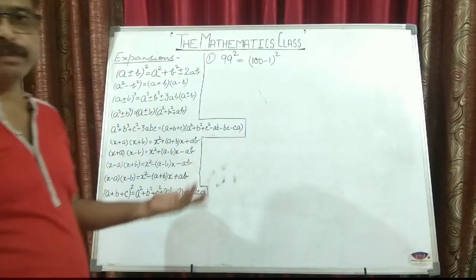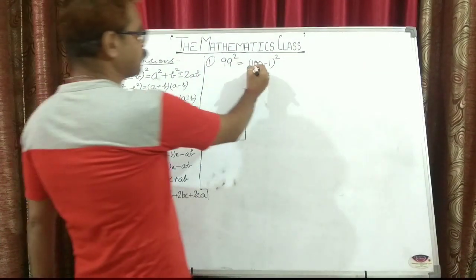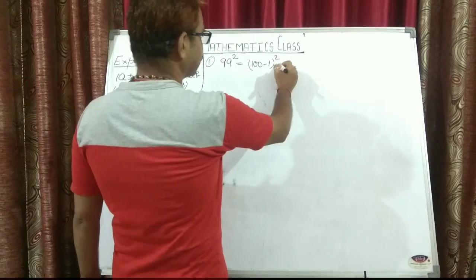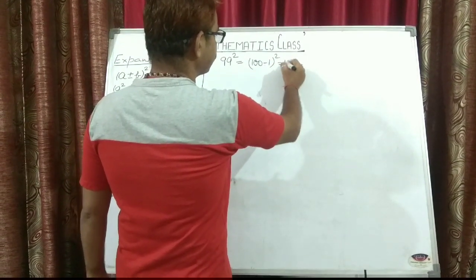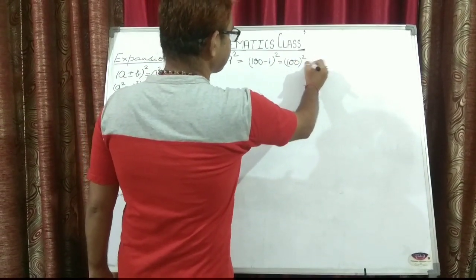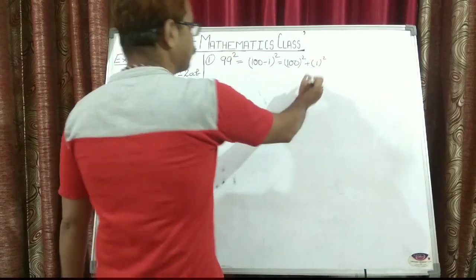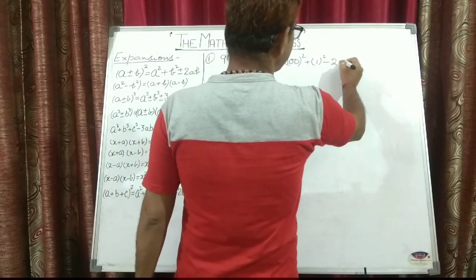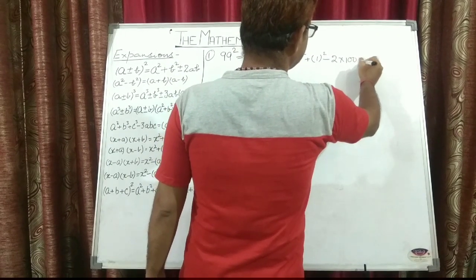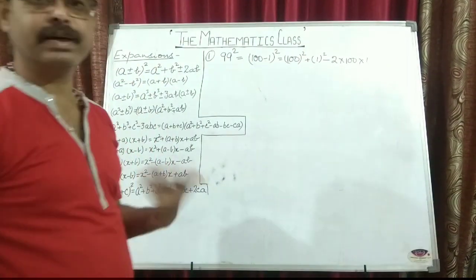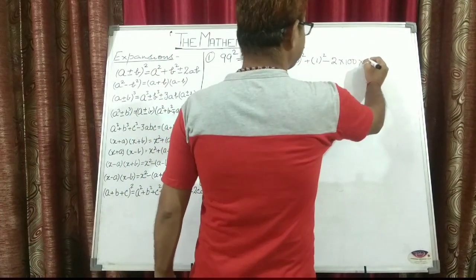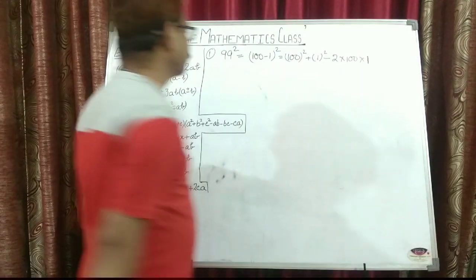99 can be written as 100 minus 1 whole square. Now this is in the form of (a minus b) whole square, and you know that (a minus b) whole square is a square plus b square minus 2ab, and you solve it out, you will get the final value.